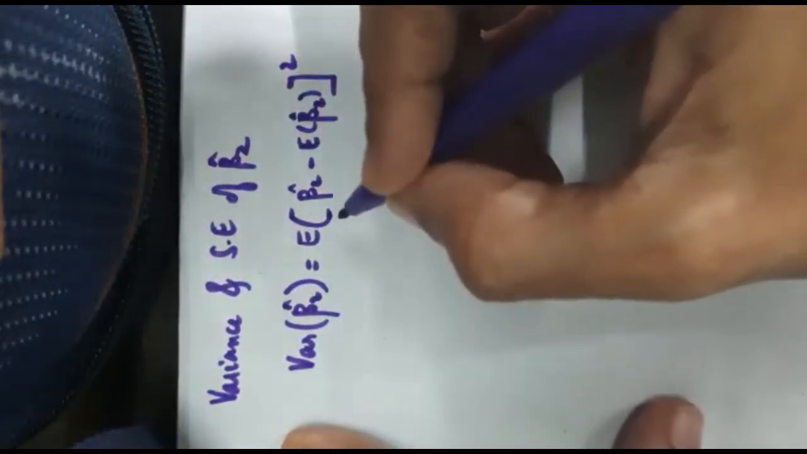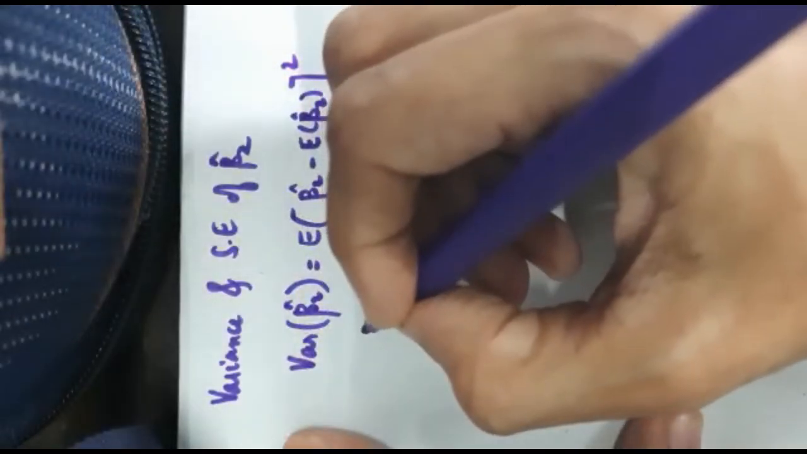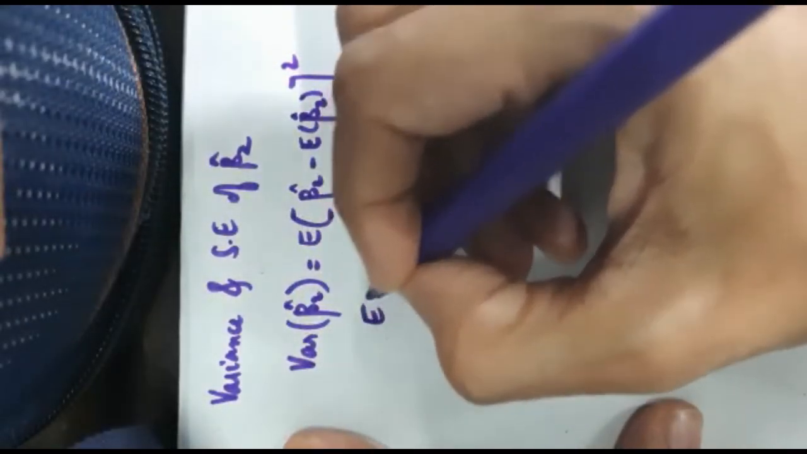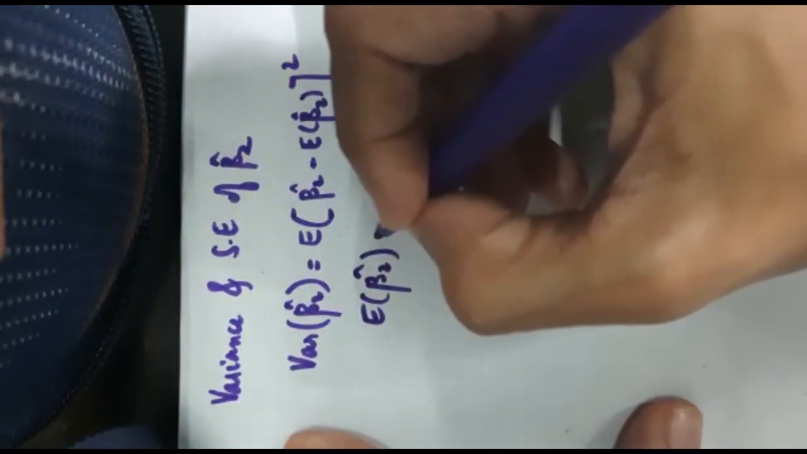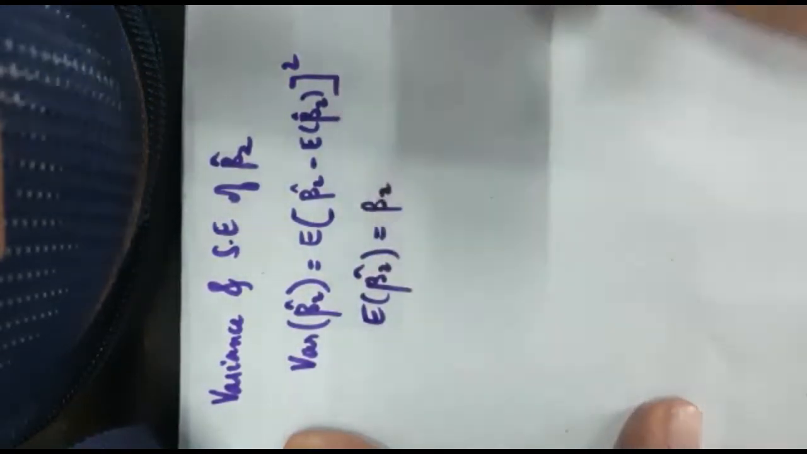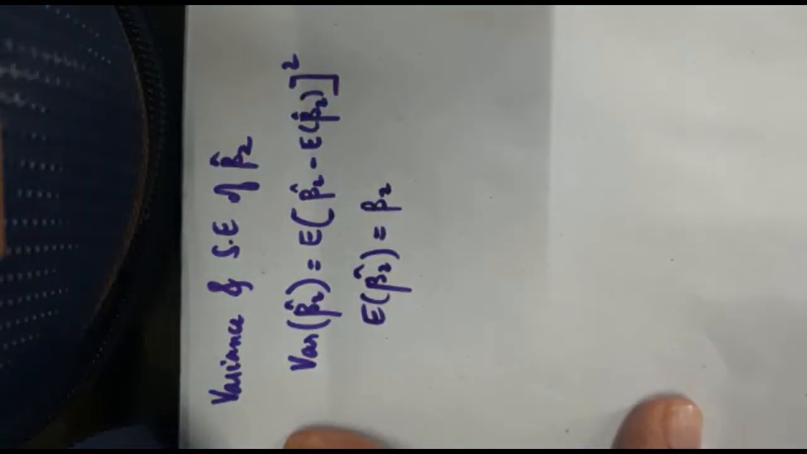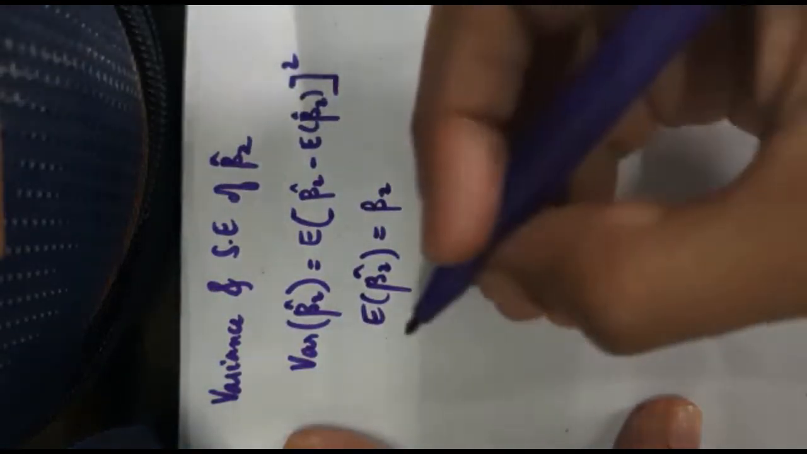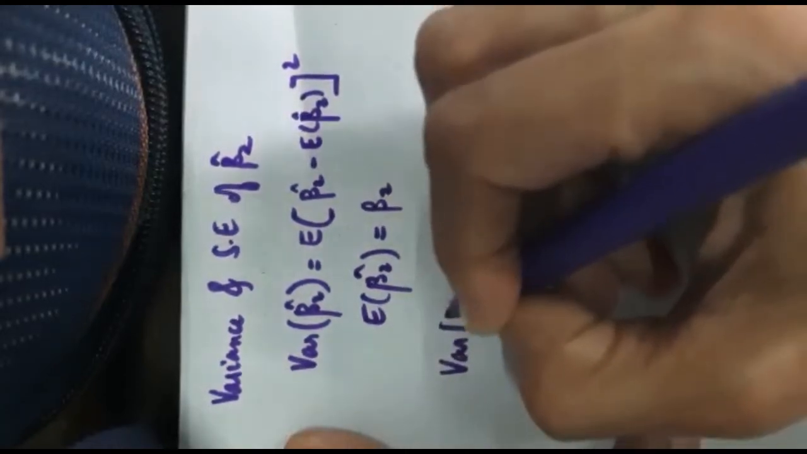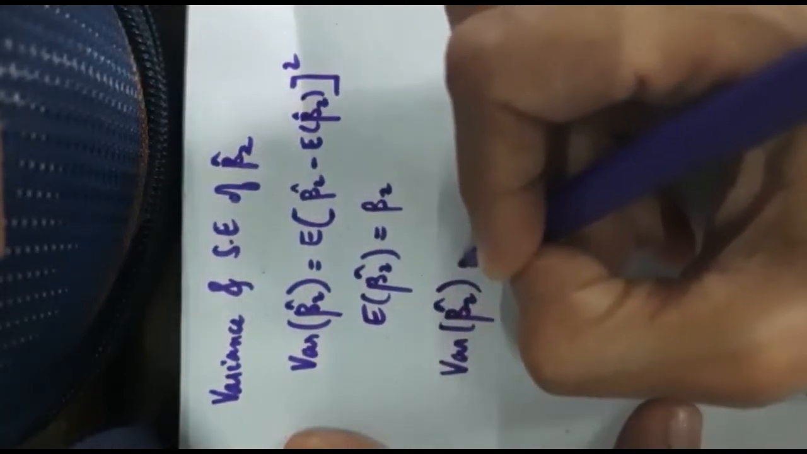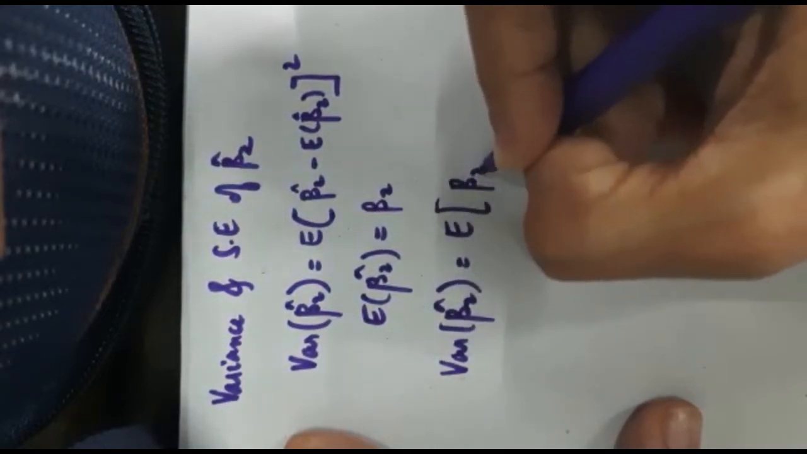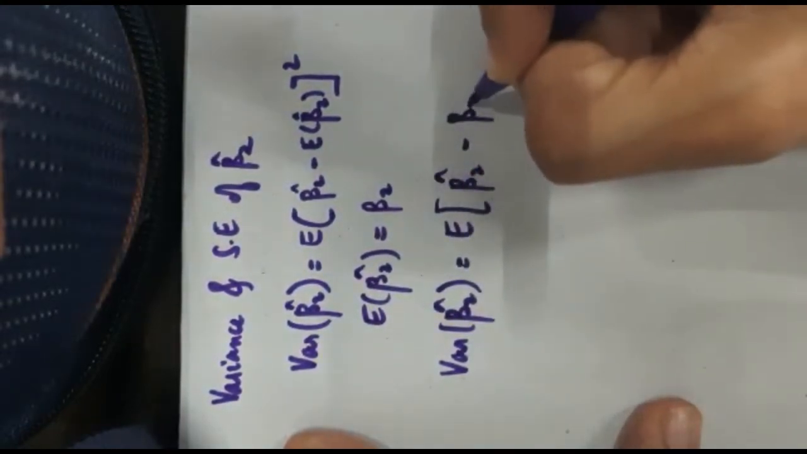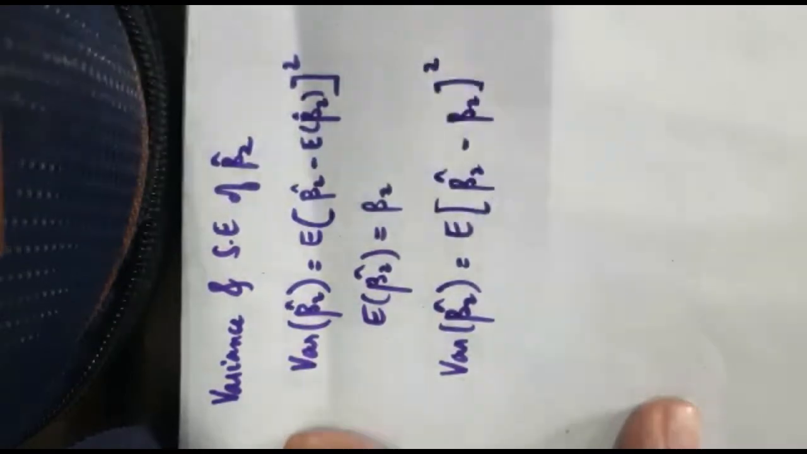Taking the unbiasedness property into consideration, which says that the expectation of the OLS estimator, or the mean value of beta 2 hat, is equal to the true population parameter beta 2, we can write variance of beta 2 hat as equal to expectation of beta 2 hat minus the population beta 2 parameter, whole squared.